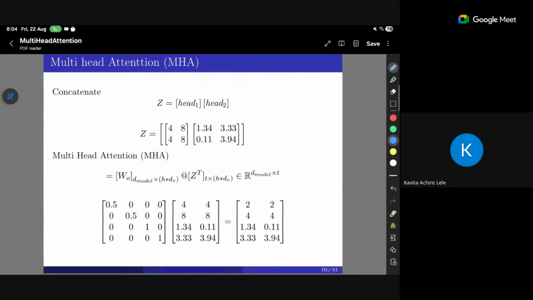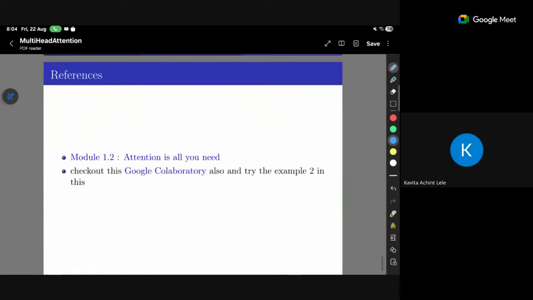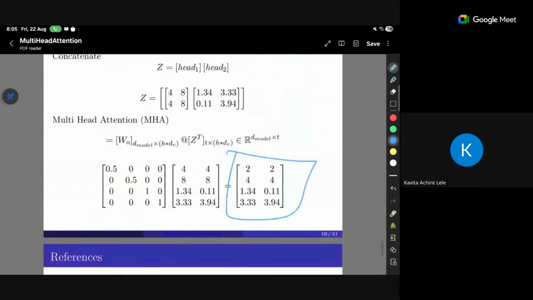Then the final thing I have to do, which is with WO, I have to multiply. If you do this, then you'll get this as output. Right? So this matrix multiplication I'm not explaining, but each element is just arithmetic, and you can assume that the calculation is correct. Okay. And yes, that's all there is. So this is how you will compute the multi-head attention.